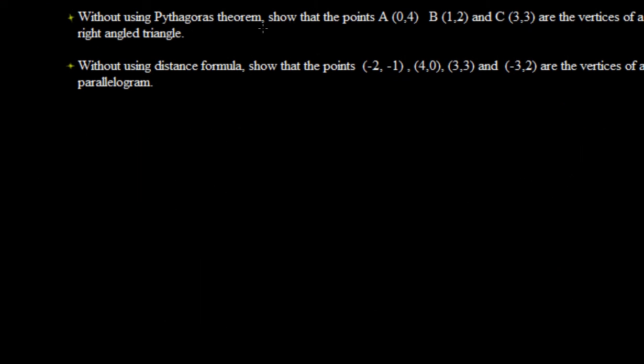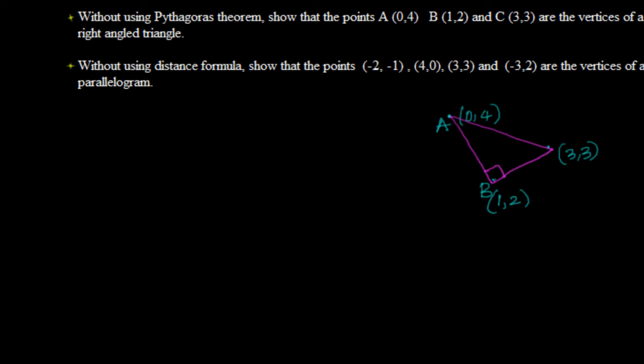Without using Pythagoras theorem, show that the points A, B, C are the vertices of a right angle triangle. We have 3 points A, B, C. Let us say A is (0, 4), B is (1, 2), and C is (3, 3). So we have to prove that ABC is a right angle triangle. That's how it looks.